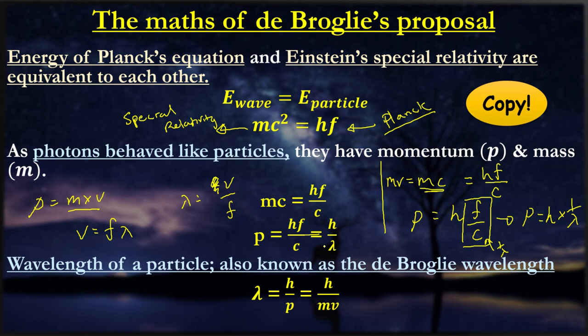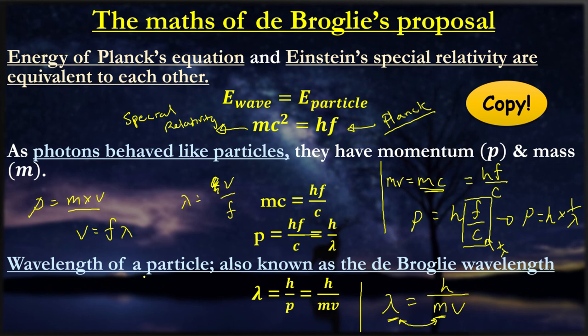If I want to rearrange to make the wavelength the subject of the equation, I will get wavelength equals Planck's constant divided by the mass of the object times the velocity that it's moving at. So the implication that this has is twofold. It actually tells us that any mass object will have a wavelength.